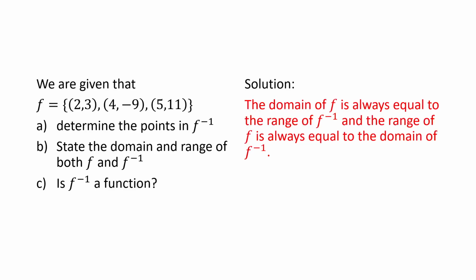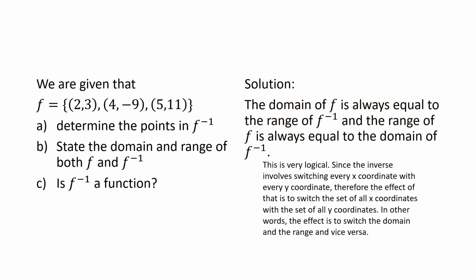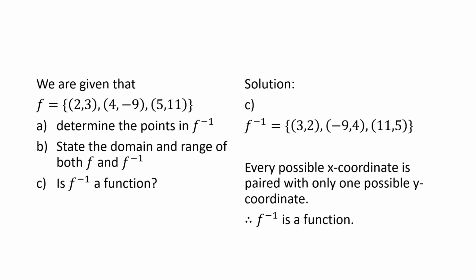So in red, we have this really nice statement. The domain of f is always equal to the range of f inverse, and the range of f is always equal to the domain of f inverse. That's pretty cool. This is very logical, since the inverse involves switching every x coordinate with every y coordinate. Therefore, the effect of that is to switch the set of all x coordinates with the set of all y coordinates. In other words, the effect is to switch the domain and the range and vice versa.